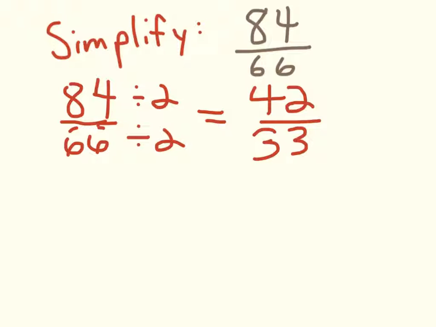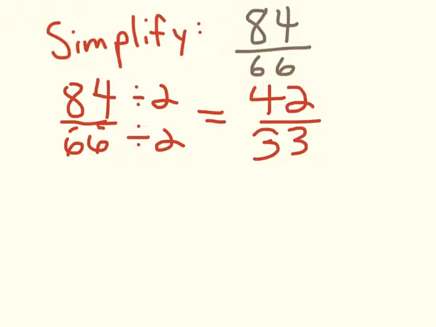So would 2 go into top and bottom again? Well, no, because 33, the last digit there is odd, so 2 wouldn't go in. So 2 is not going to help us anymore on that. So we might think to ourselves, does 3 go in? Well, the divisibility rule for 3 says, if you add together the digits, 4 plus 2, that's 6. Does 3 go into 6? It does. So that means that 3 does go into 42 evenly.